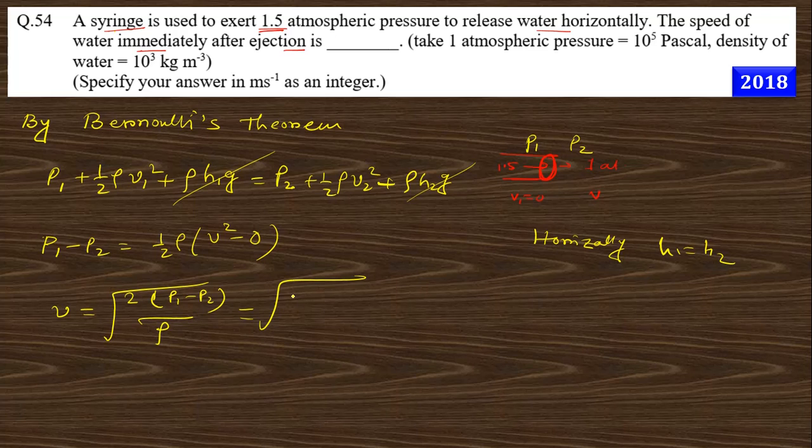Just put the values. P1 minus P2 is 0.5 atmosphere, and atmospheric pressure means 10 to the power 5 Pascal, and rho is the density, which is 1000. So this is 1 and this is 100, that is 10. So 10 meter per second is the answer of this question.